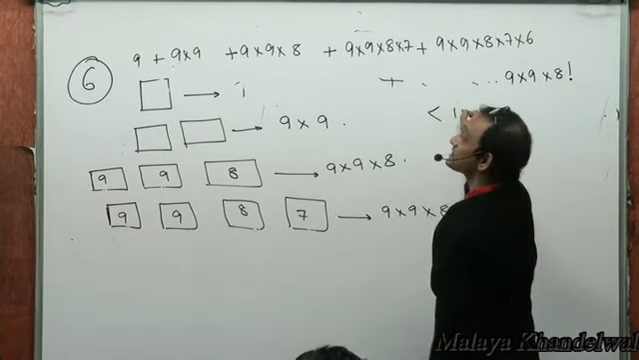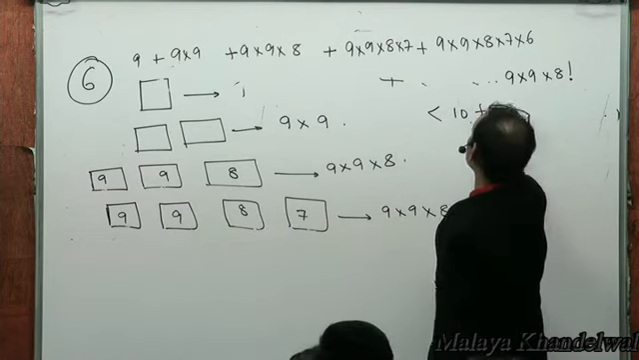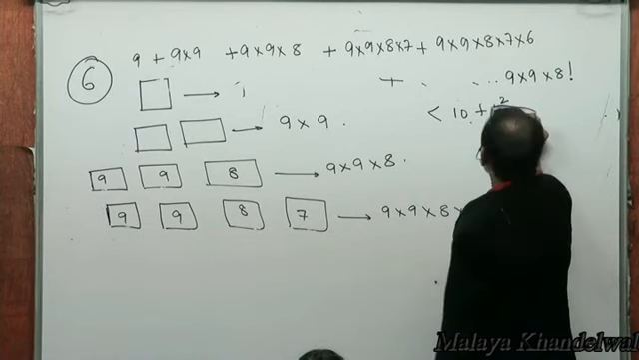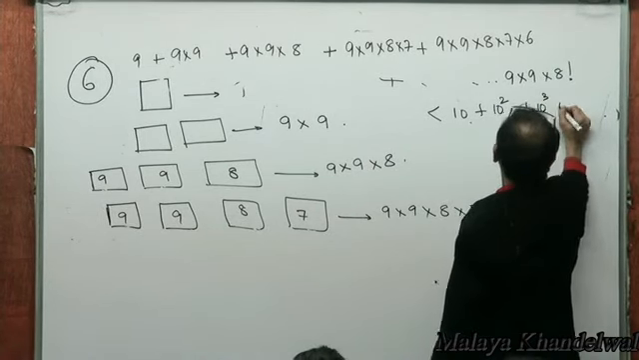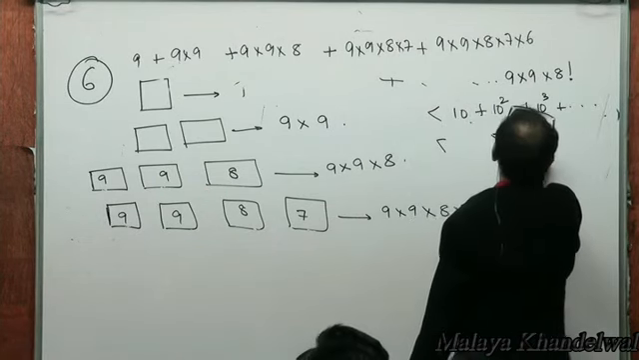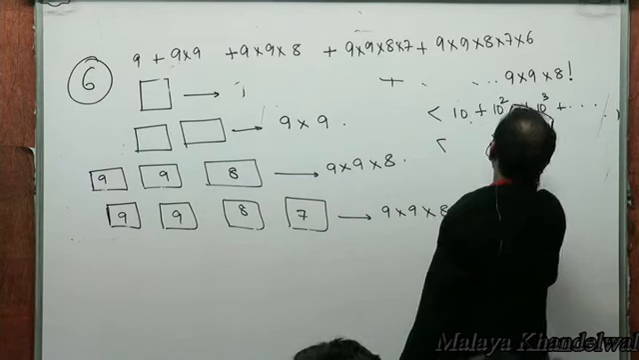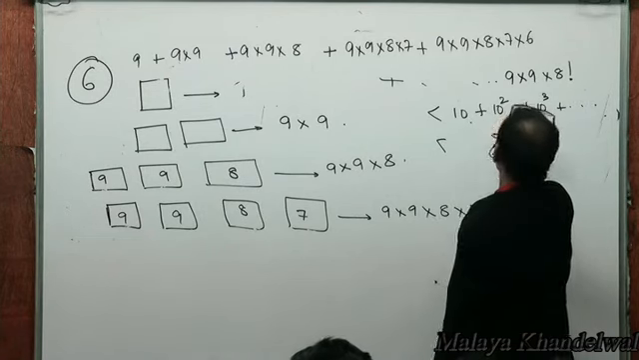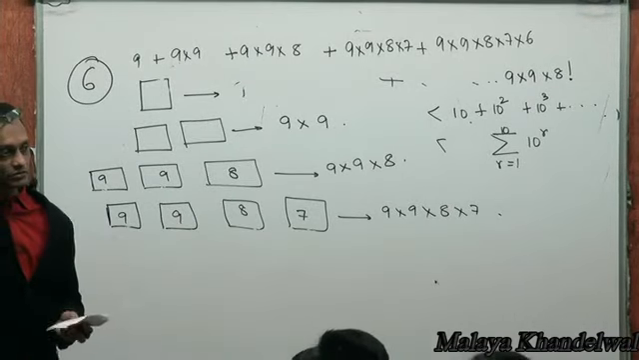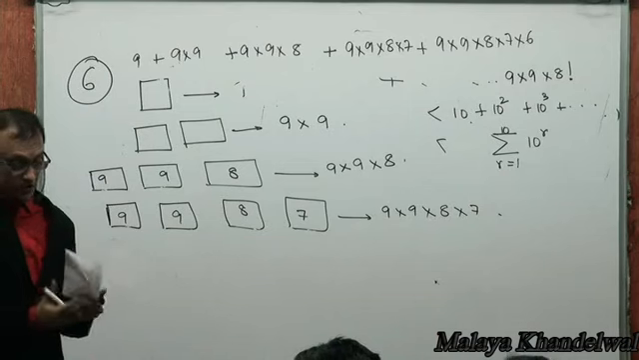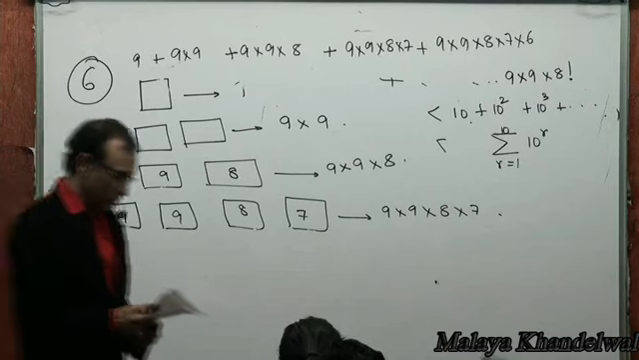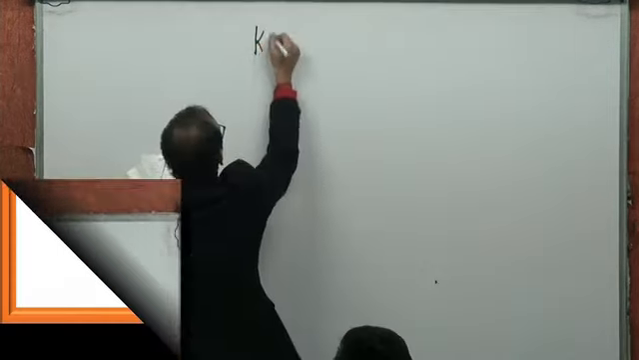This 9 is less than 10. 9 squared is less than 10 squared. This is less than 10 cubed. Up to n terms. That means this is less than summation of 10 to the power r, r equal to 1 to 10. This is less than this. So there are two correct options: B and D.